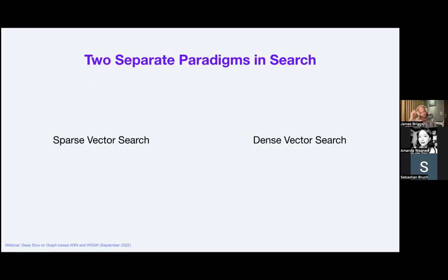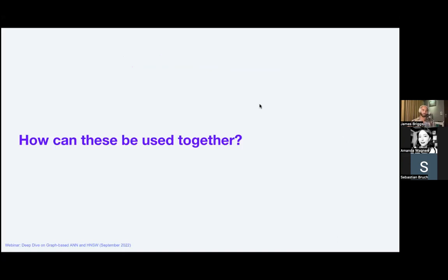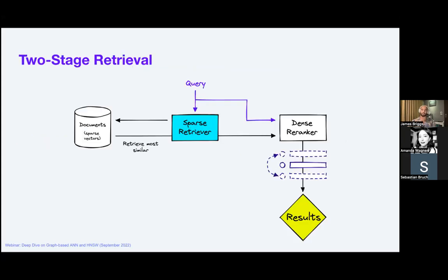All right, so there's kind of two separate paradigms in search that we just discussed, which is sparse vector search and dense vector search. So would there be a way to use these together? There have been some attempts to do this. So a typical approach is to use what we would call a two-stage retrieval system.